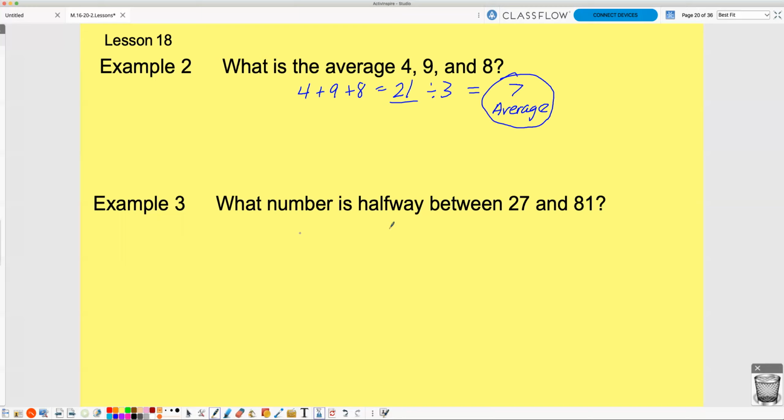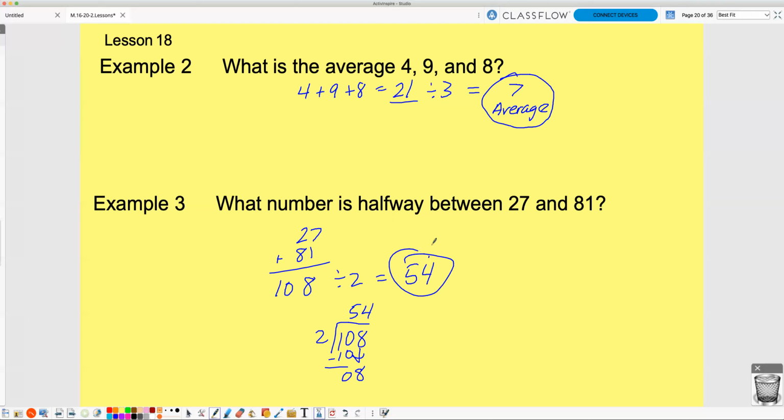That's the average. What number is halfway between 27 and 81? Well, that's the same as an average. 27 plus 81 would be that answer divided by 2. You're going to end up with the halfway point. So you end up with 8 here. This would be 10. 108 divided by 2 is the same as 5. This would be 10. This would be 0. This would be 8. That'd be 4. So the average, or the halfway point, 54, would be halfway between those numbers.